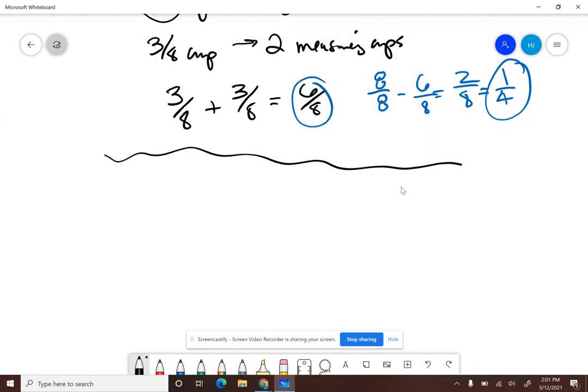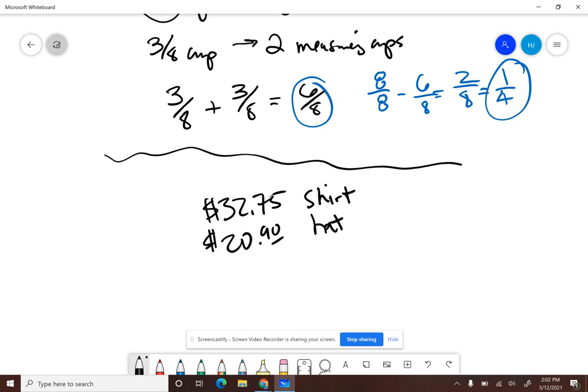So let's say that George bought a shirt for $32.75. This was the shirt. It's an expensive shirt. I probably wouldn't pay that much for a shirt. But he bought a hat that is $20.90. That seems pretty reasonable for a hat, especially a good hat. So he gives the clerk a $100 bill. Now, you know, a $100 bill doesn't last long when you go shopping. So with a $100 bill, how much change should you get back?